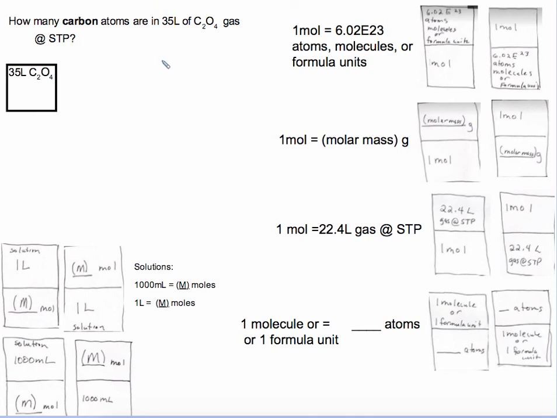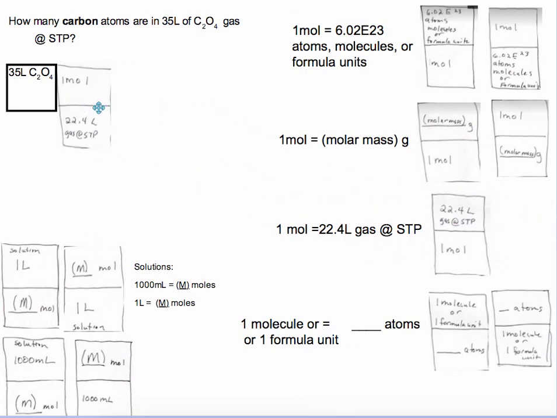Okay, this one, number 5. How many carbon atoms are in 35 liters of C2O4? Okay, so we're starting off at liters. This is not a solution, this is a gas, okay? So that means we're going to use this conversion factor right here.